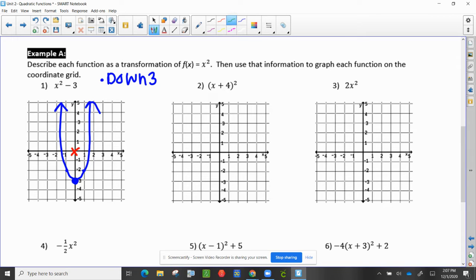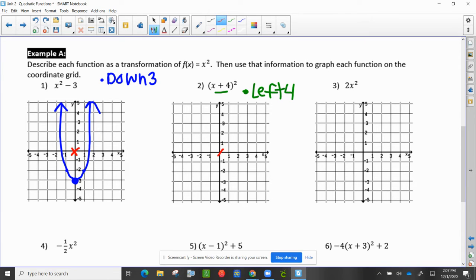All right, let's look at the next one here. We have x plus 4, squared. So that plus 4 is inside the squared part. So that's your left or your right shift. And if it's a plus, that's going to move the graph to the left. So we're going to go left 4 with this graph.